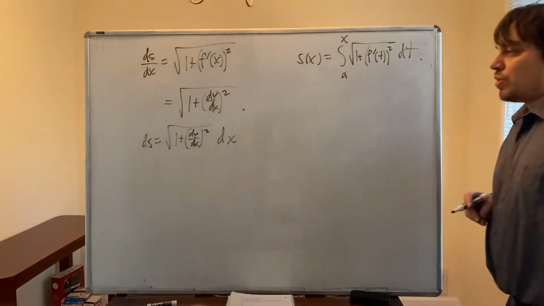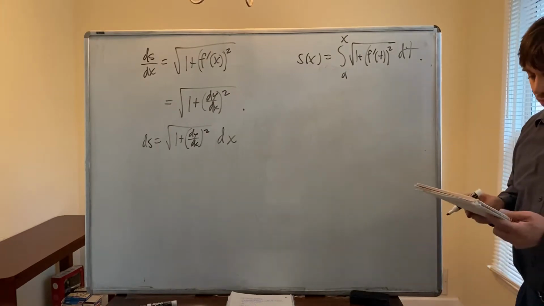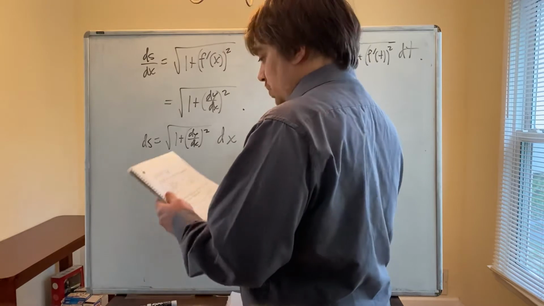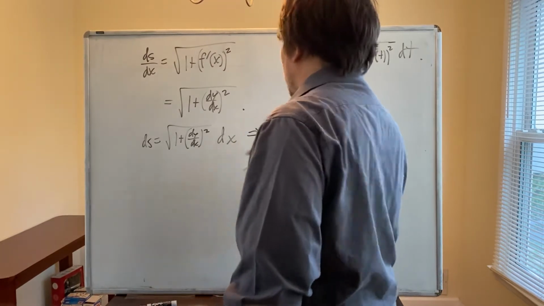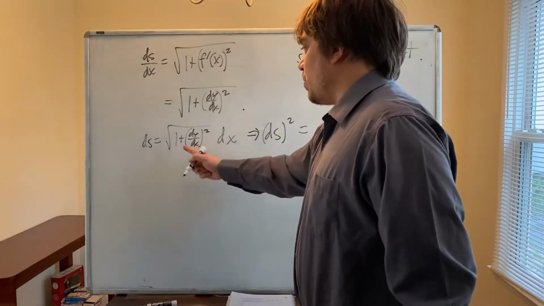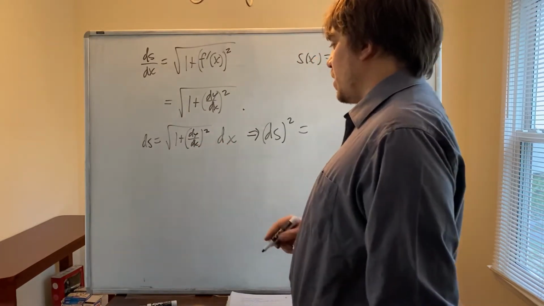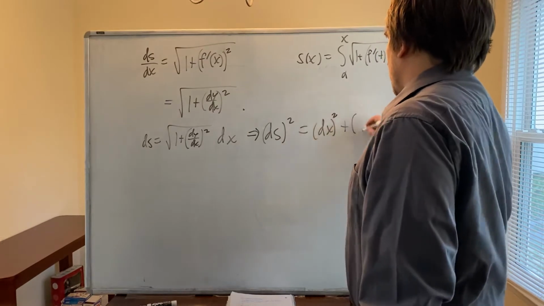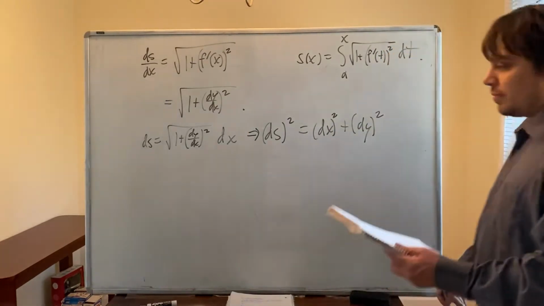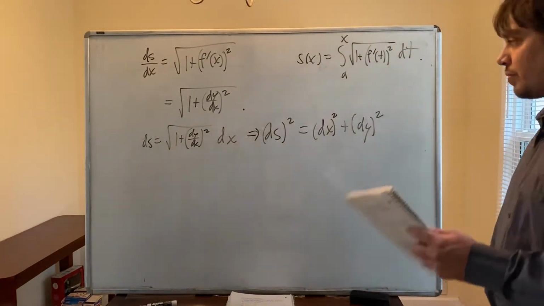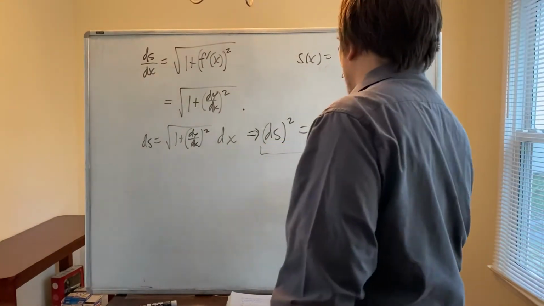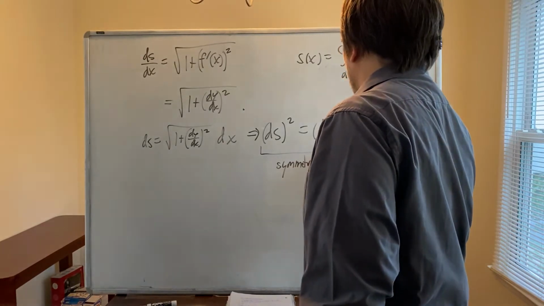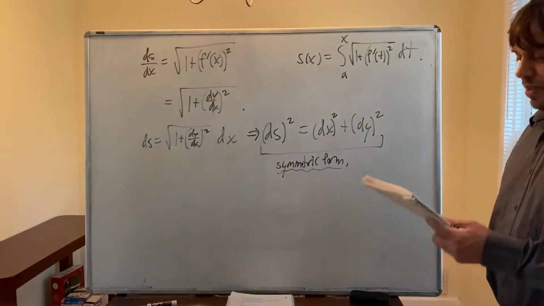So ds is equal to the square root of 1 plus (dy/dx) squared dx. And what that implies is that ds squared is equal to this squared, which ends up being 1 plus (dy/dx) squared times dx squared. When you multiply that out, you get dx squared plus dy squared. This is called symmetric form. Okay, so that's symmetric form.